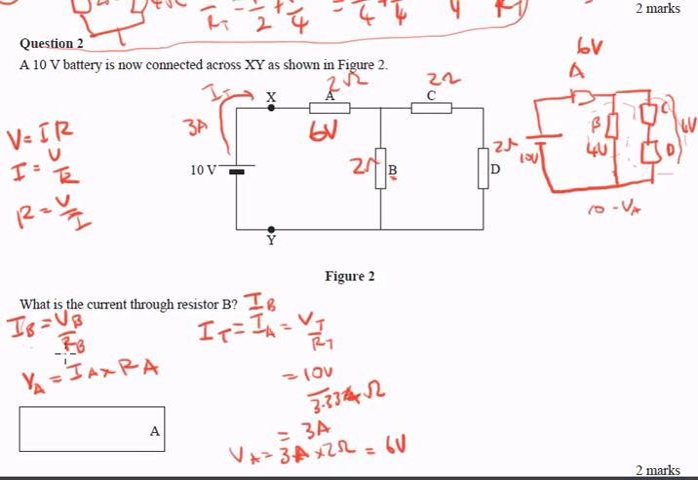Now I can do my last one. I've written them all out and now I'm working backwards through them. Let's do it up here. The current in B equals the voltage in B over the resistance in B, which equals 4 volts over 2 ohms, which equals 2 amps. That is my answer. That was Y1.